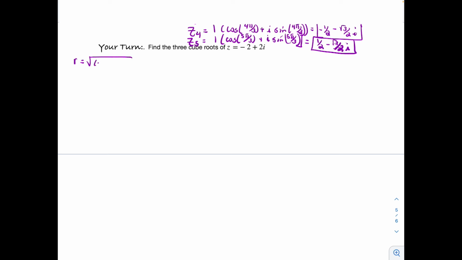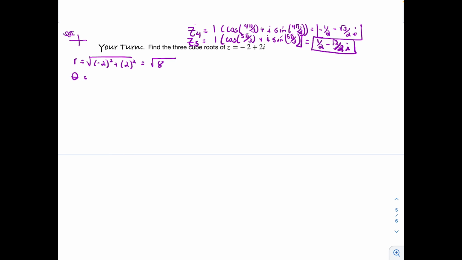Step 1 is convert that z into polar form. So we need to find our modulus. To find our modulus, we just take negative 2 squared plus 2 squared and take the square root of that, which gives us 2 the square root of 2. Just for simplifying purposes, I'm going to leave it as the square root of 8 for now. And I'll show you why in a moment.